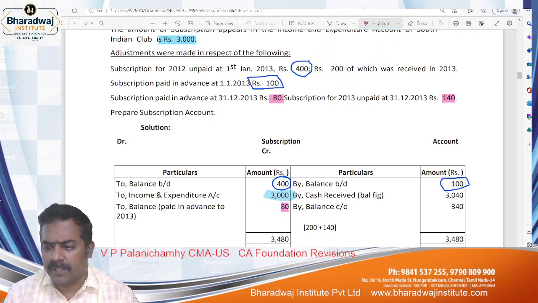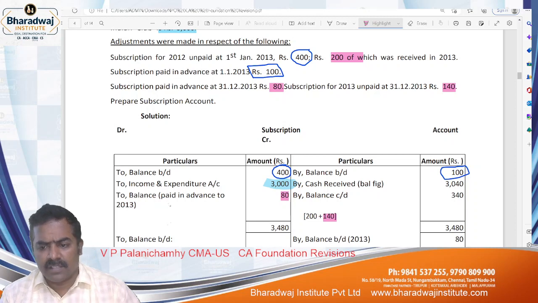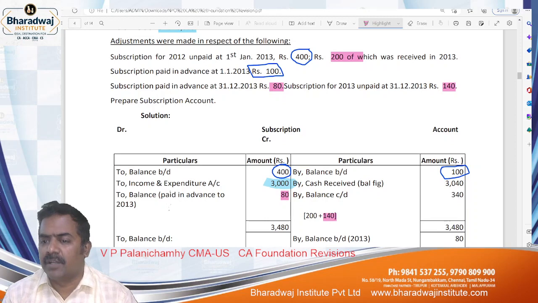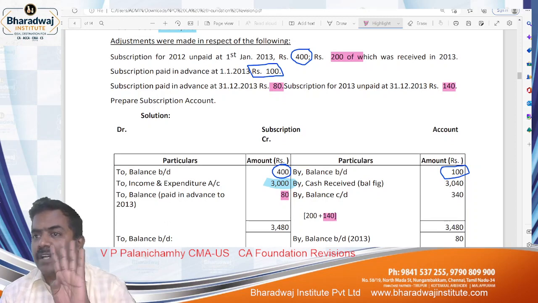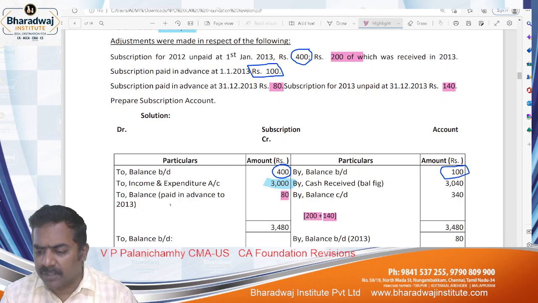Subscription unpaid is how much? 140. Most important adjustment is this one. Out of this 400, 200 is not received. Was 200 received or not received? 200 was received and the balance 200 is outstanding. Out of the opening balance outstanding 400, we received only what? 200. The balance is 200.